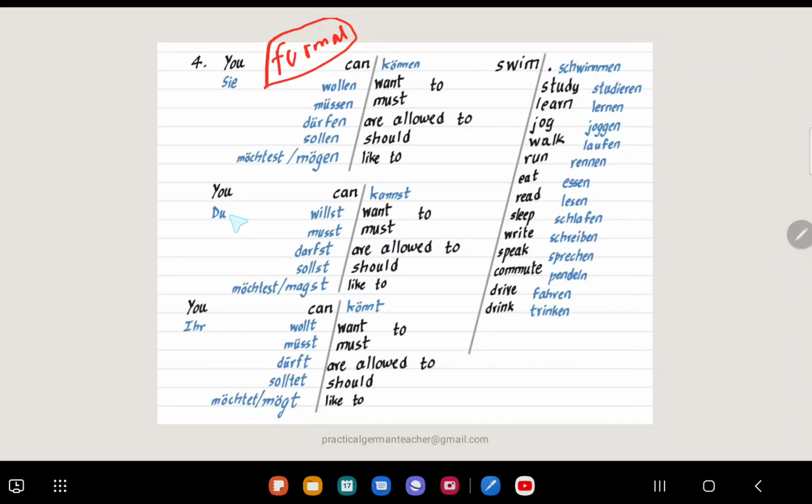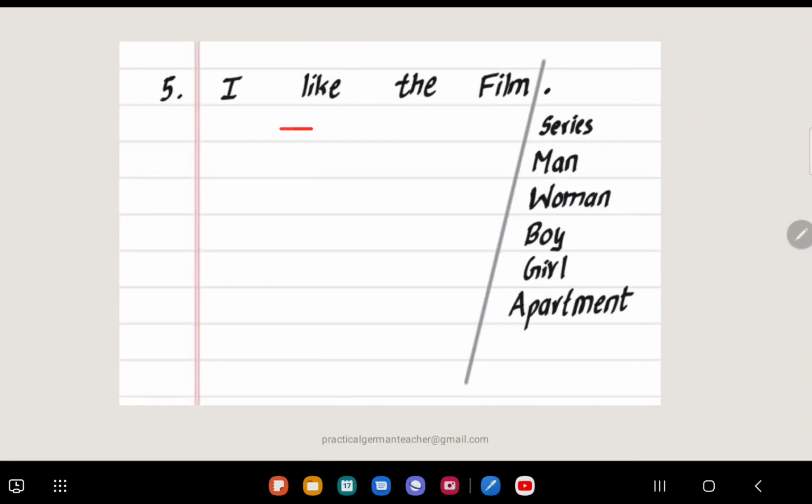Then the other one can be du, meaning you're talking to just 1 person, but you can be informal with your colleague, with your friend. And here we have kannst, willst, musst, darfst, sollst, möchtest, magst. Ihr means more than 1 person, but informal. Okay. Könnt, wollt, müsst, dürft, sollt, möchtet, mögt. If there is a mistake, please let me know, guys. I like the film. Why do I have this example? It is to tell you that you can use the modal verb mögen without any other verb.